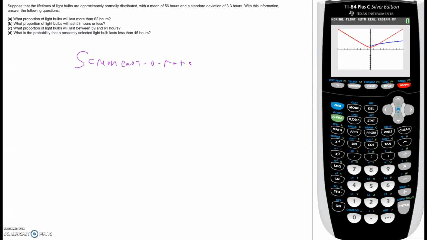All right. So suppose that the lifetime of light bulbs is normally distributed with a mean of 56 hours and a standard deviation of 3.3. With this information, answer the following questions. What proportion of light bulbs will last more than 62 hours?